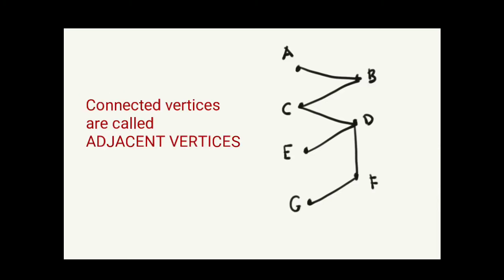Two related vertices, or vertices connected by an edge, are called adjacent vertices. In the example shown, vertex B is adjacent to A and C, while vertex D is adjacent to C, E, and F, and so on for the other vertices.